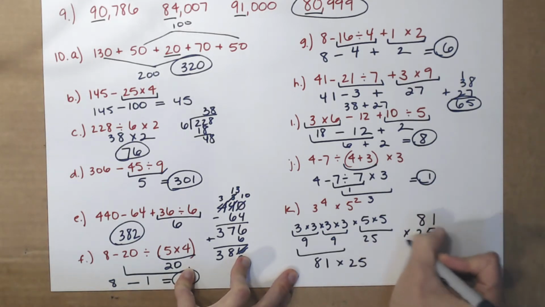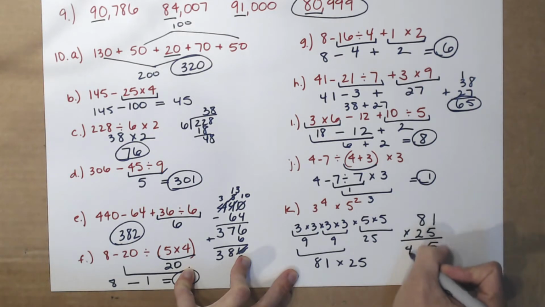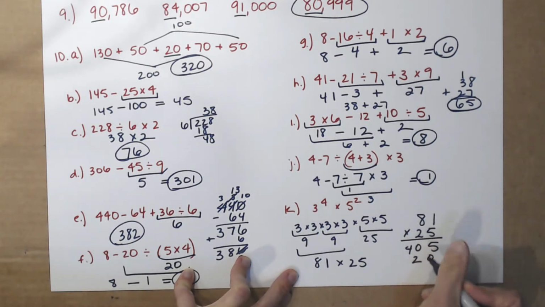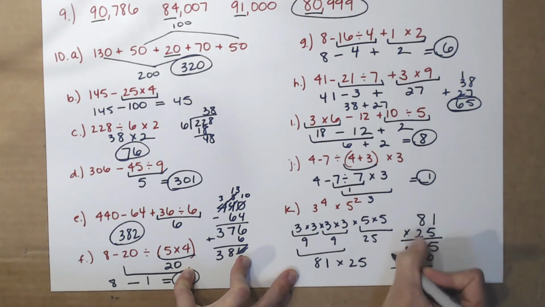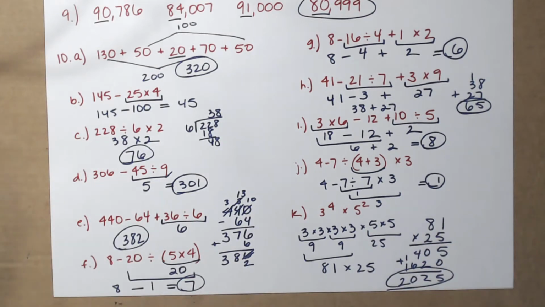That I cannot do in my head, so I am going to multiply it out. Sorry for the technical difficulties there. When I finished multiplying 81 times 25, I got 2025.